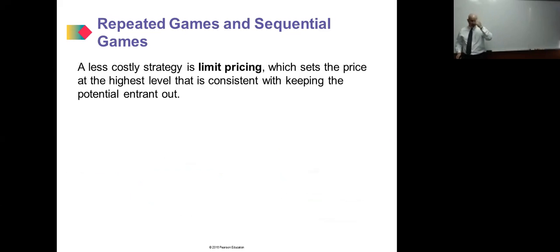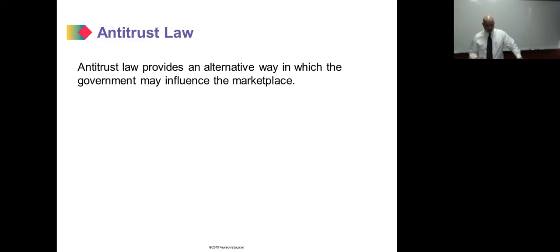Okay, a less costly strategy would be one that involved limit pricing, which sets the price at the highest level that is consistent with keeping any potential entrant out. All right, now the question was asked earlier, do cartels exist and backroom decisions? I said I couldn't answer, but let's take a look at some ways that our government does use methods and laws to enforce.